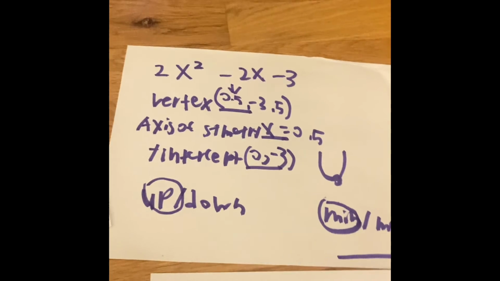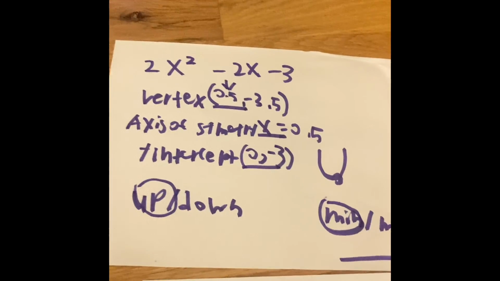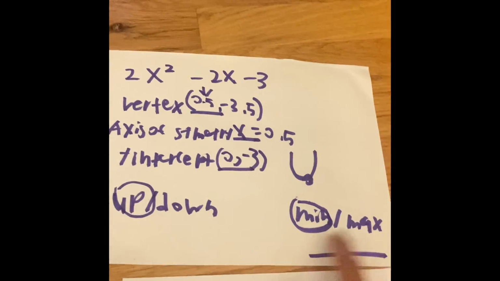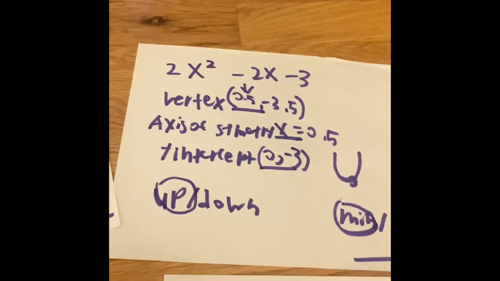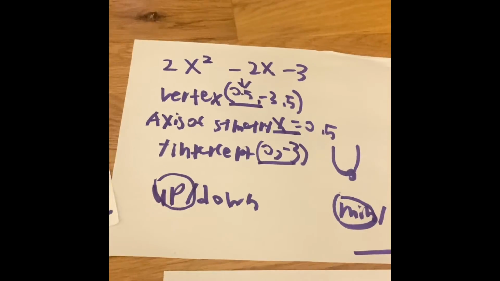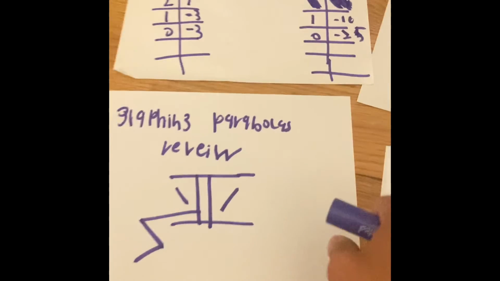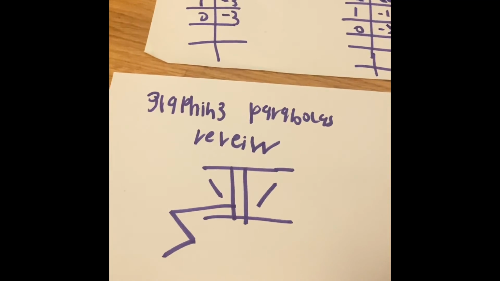Yes, everything looks great. We found the vertex, the axis of symmetry, the y-intercept, and whether it's a minimum or maximum. All the points seem to be on the parabola, which means we correctly know and understand how to graph parabolas. And this is a review video.